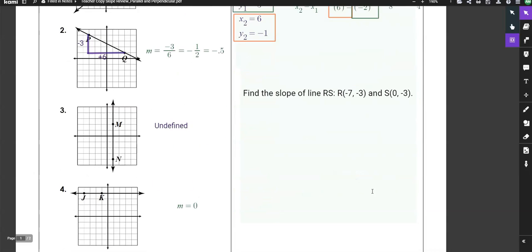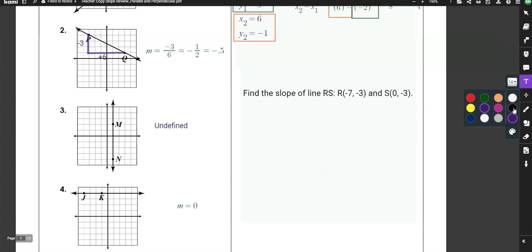Okay. All right, next one, find the slope of line RS. Now you may notice on your copy of the notes, there is a problem on my copy that does not exist. That's because I accidentally deleted it and I didn't put it back. You are not required to copy that one.